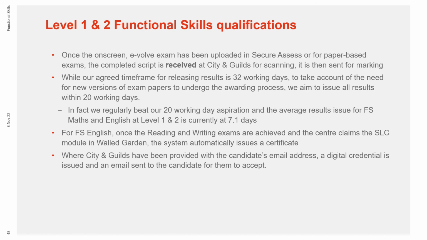For functional skills English, once the reading and writing exams are achieved and the centre claims the speaking, listening, communicating module in walled garden, the system automatically issues a certificate. Where City and Guilds have been provided with the candidate's email address, a digital credential is issued and an email is sent to the candidate for them to accept it.